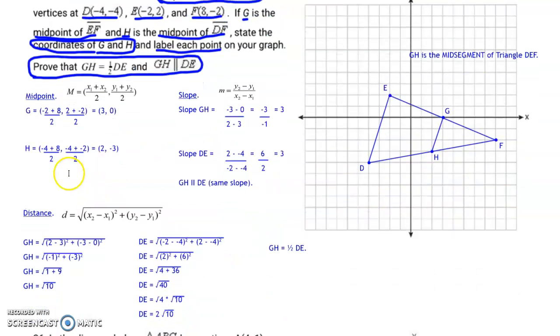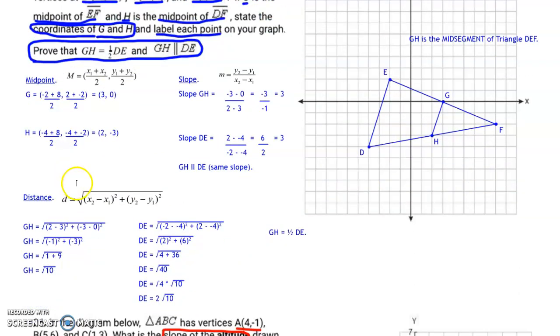All right, last but not least, in this problem, I'm looking for the distance formula because I need to prove that GH is equal to 1/2 of DE. I found GH first. I used the distance formula to find the square root of 10. I didn't simplify this because there is no perfect square that factors into 10, so I left it like this. For DE, however, I found the number to be the square root of 40.